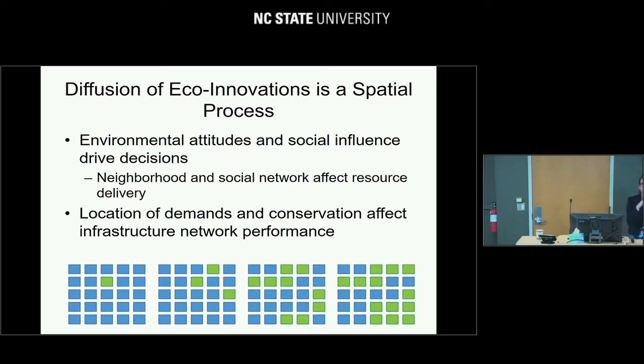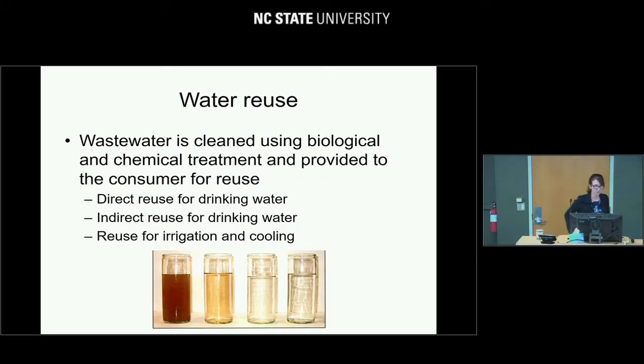We have the social dimension of adoption, we have the technology, or the infrastructure network, and the spatial dimension is needed. So today I'm going to talk about water reuse. And so what we're talking about, just to make sure we're all on the same page, is wastewater that's treated to some standard so that people can use it again. So there's different ways for wastewater to be treated for drinking water. More commonly in the U.S., we treat it to a lower standard and use it for non-potable purposes, irrigation and cooling.